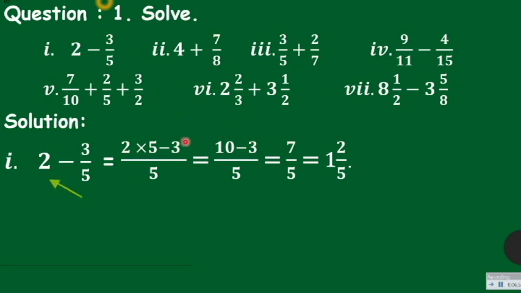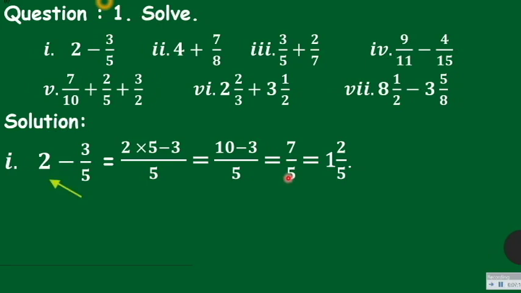I repeat what I have done here. First I multiplied the numbers. 2 5s are 10. Then whatever the remaining numbers are, we will write as it is: minus 3 upon 5. Now we will solve it. 10 minus 3 is equal to 7 upon 5.